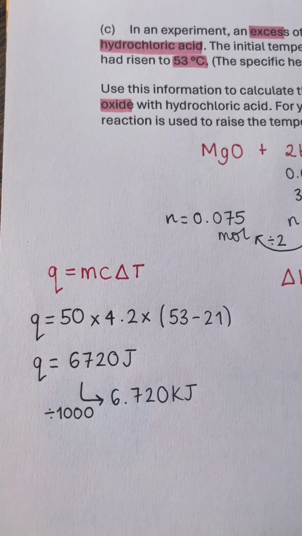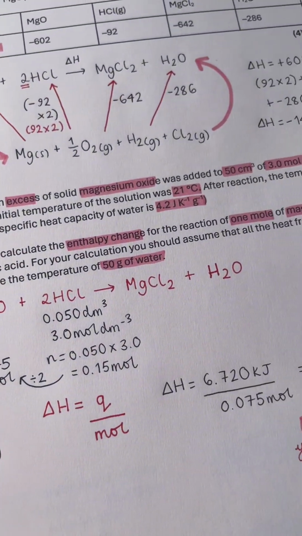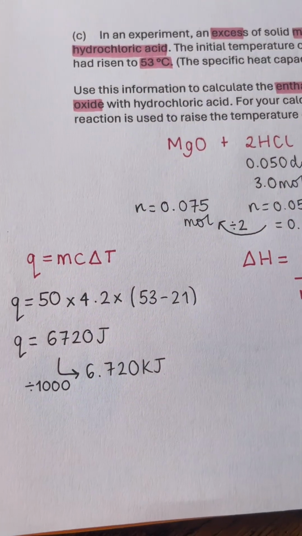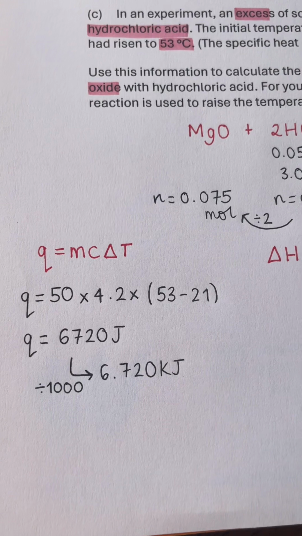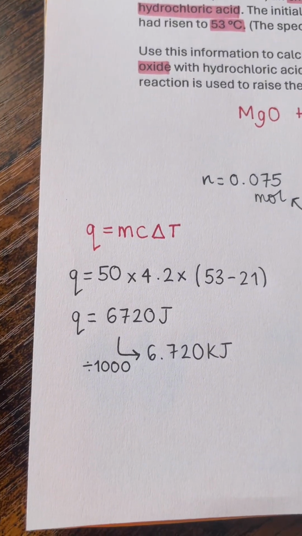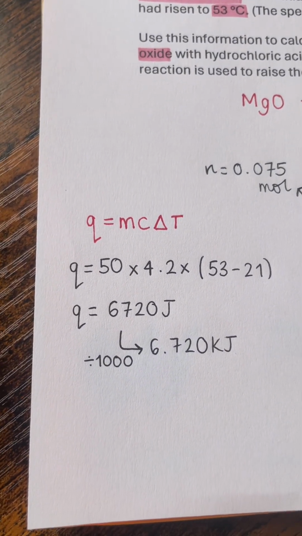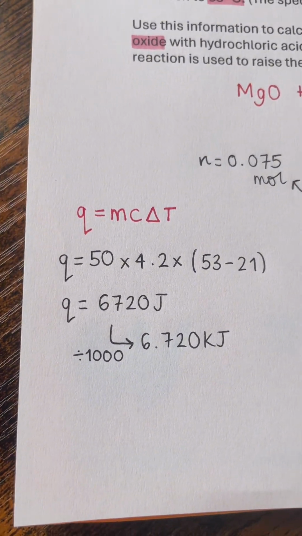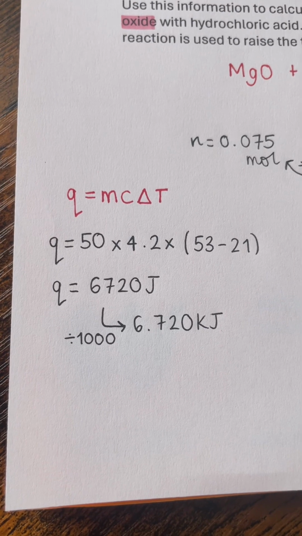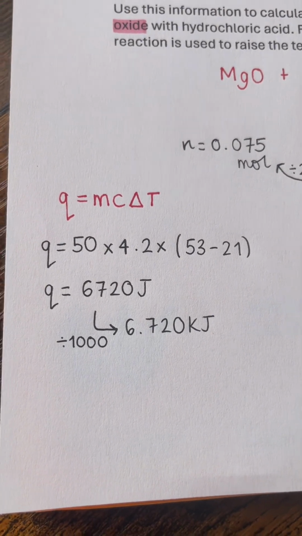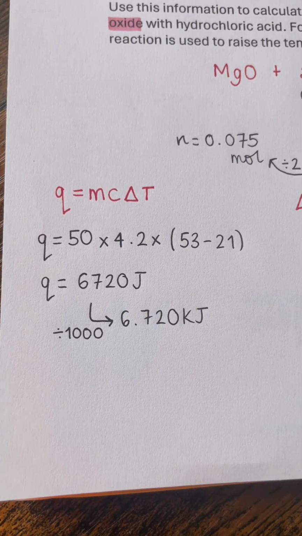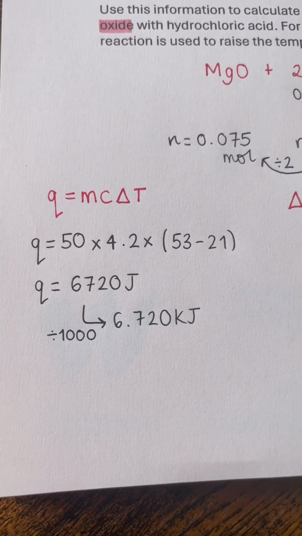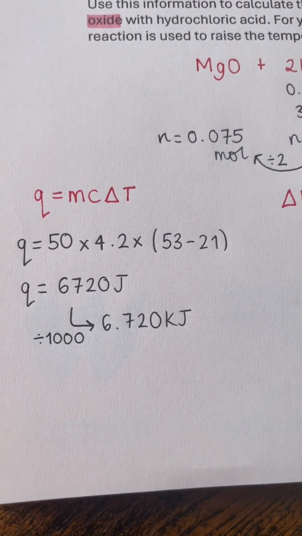And then it's ΔT, so change in temperature. It was 21 and it rose to 53. So it's the difference between 53 and 21, which is 32. Put that into your calculator and you should get a value for Q of 6,720 joules. Now, enthalpy changes are measured in kilojoules per mole, so having Q in joules is no good. So I've divided that by 1,000 now, get it out of the way as it were, so that gives us 6.720 kilojoules for the heat energy change.